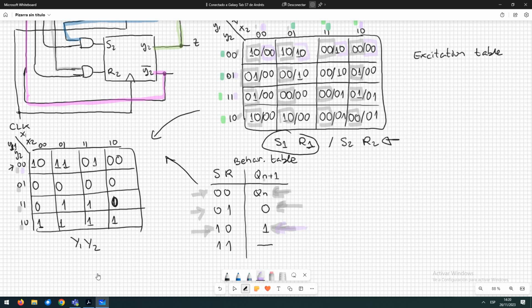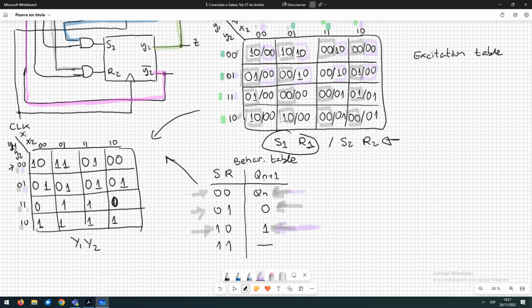I'm going to go a little faster because otherwise it's going to be eternal. If y2 is 1 and we have 0, 0, in these two cases we keep the state, so we have the same value, that is 1, 1 and 1. In the other cases we have 1, 0. When we have 1, 0, we are setting the system, so we have a 1.